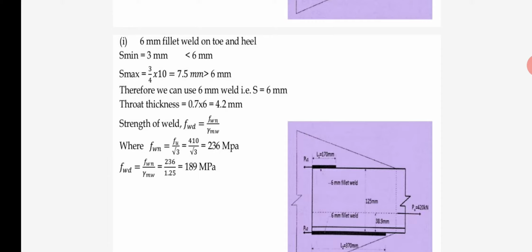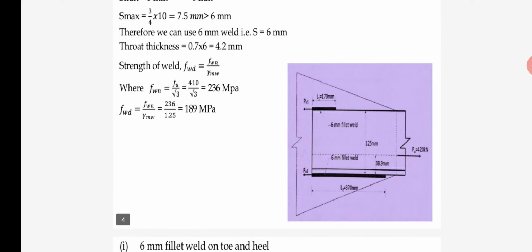Now the strength of weld, FWD, is FWN divided by the partial safety factor gamma. Our FU is 410, so FWN is 410 divided by root 3, which is 236 MPa. Therefore FWD is equal to 236 divided by 1.25 for shop welding. So our strength of weld is equal to 189 Newton per mm square.